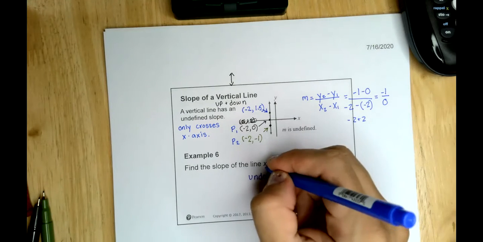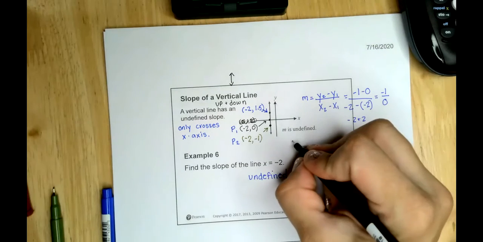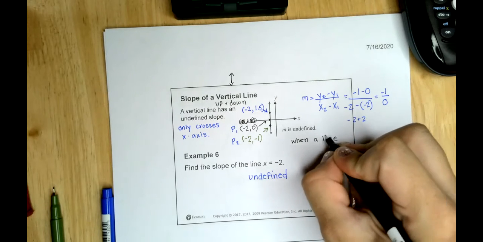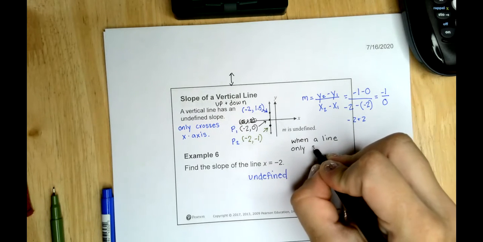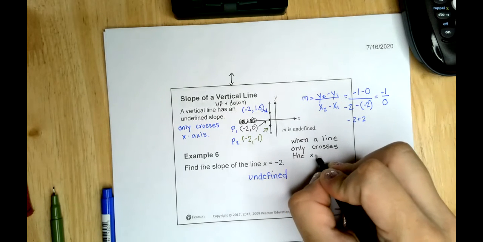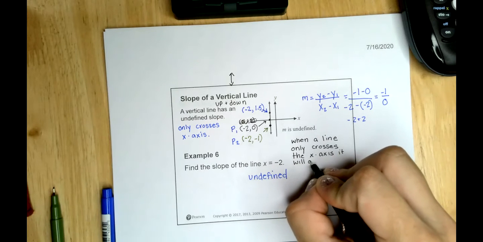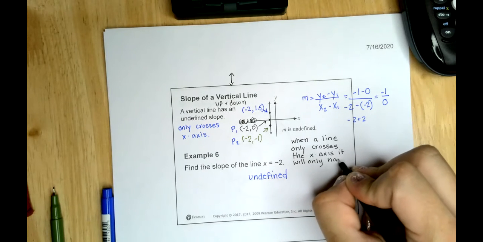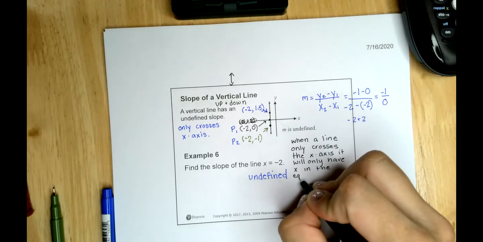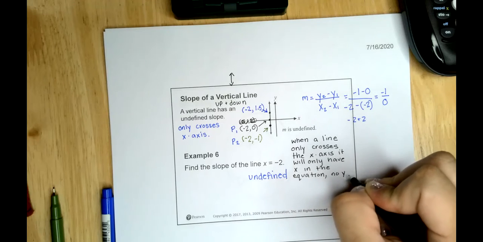If it only crosses the x-axis, it will only have x in the equation. When a line only crosses the x-axis, it will only have x in the equation. No y value.